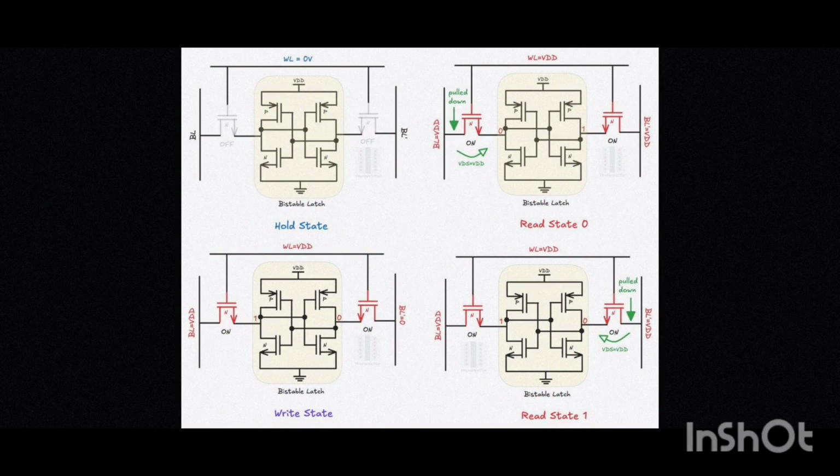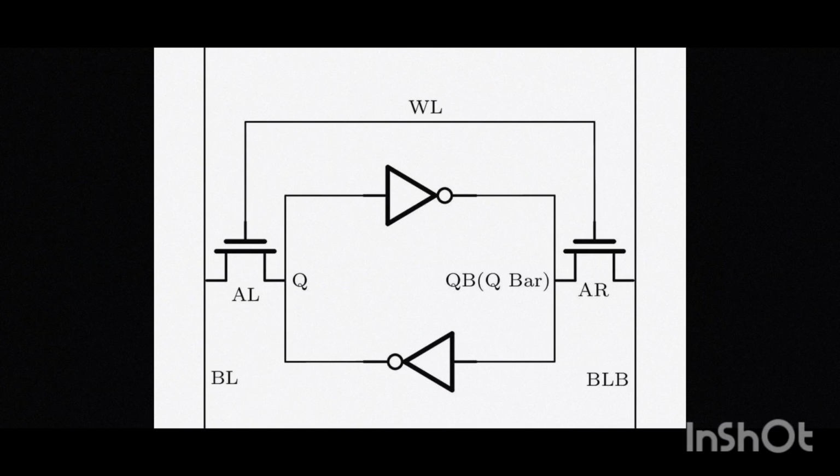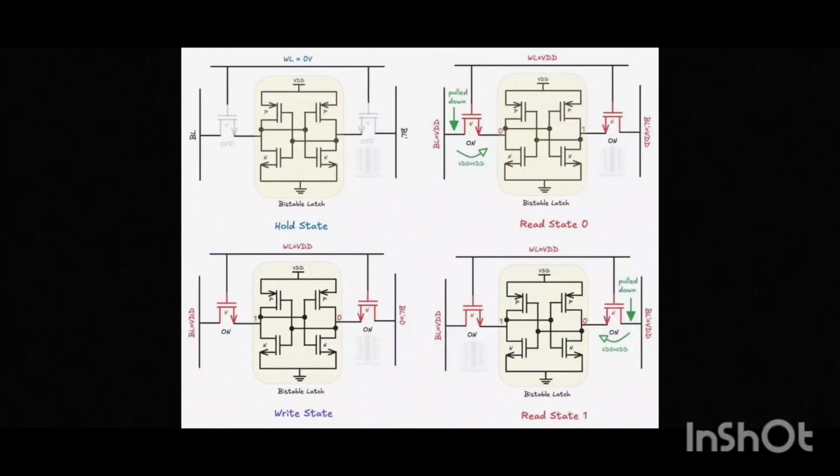Why is the stored data retained? Here, the stored data in an SRAM cell is retained because of the positive feedback created by the two cross-coupled CMOS inverters. Each inverter continuously drives the input of the other, reinforcing the stored logic state. If Q is high, it forces QB to remain low, and QB being low forces Q to remain high. This self-reinforcing action creates a stable equilibrium.